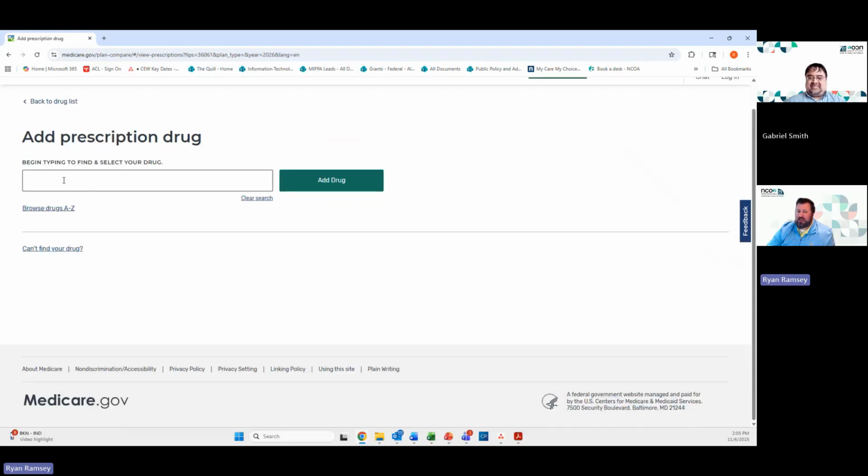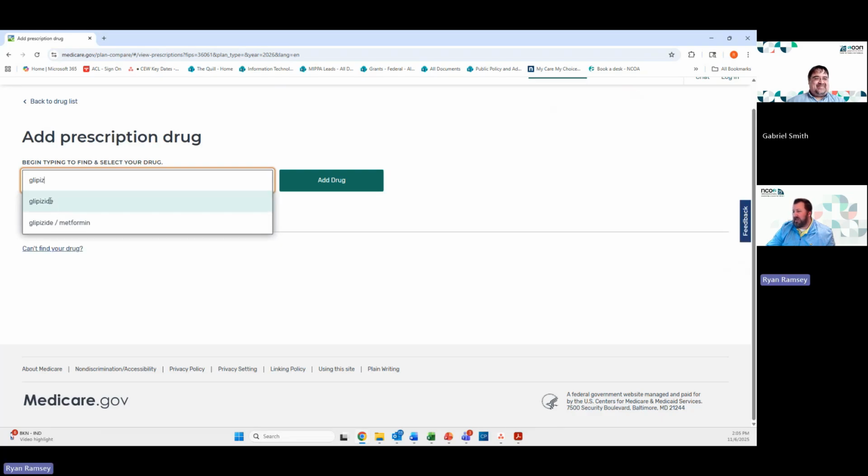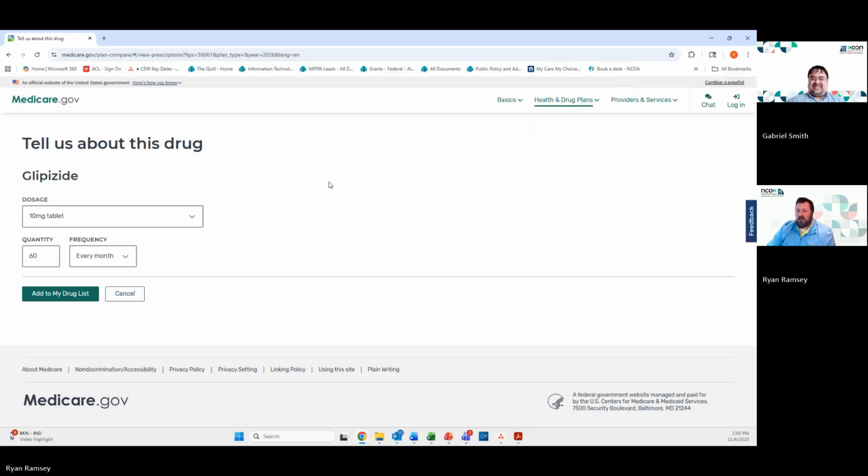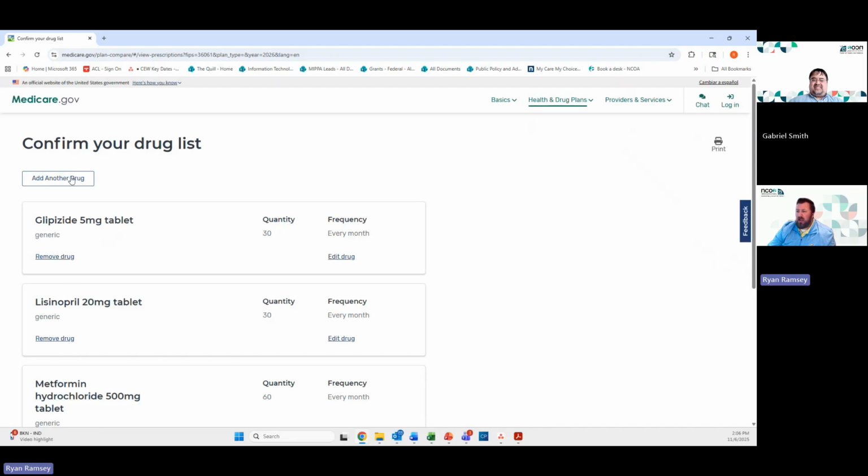What is his third medication? Glipizide? And if you want to spell that, that's perfectly okay. Glipizide. All right. And what is his dosage? 5 milligrams. Perfect. And his quantity? 30. So this automatically came with a 90. So that was 3 a day. But he's actually only taking 1 a day. So we're going to lower this down to 30. And he's taking that daily. So we're going to add that to his medications.